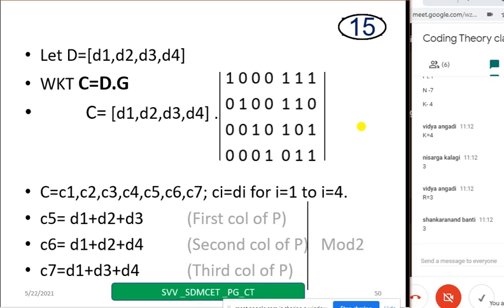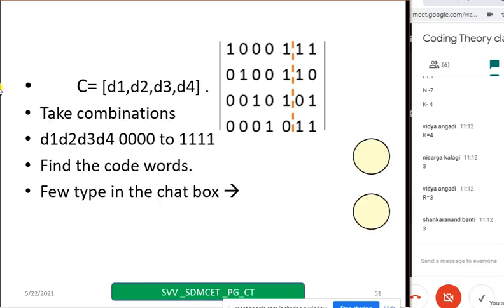Take one particular combination D1, D2, D3, D4. Any one combination you can take, 1, 1, 0, 1, something like that. Actually, you have to take all the 16. Because it's a beginning problem, you have to do overall. So let me go to the next slide. What you have to do is take D1, D2, D3, D4 starting from 0, 0, 0, 0 up to 1, 1, 1, 1. Multiply C equal to D into G. Find the code word. Type a few code words in the chat box. Your time starts now.